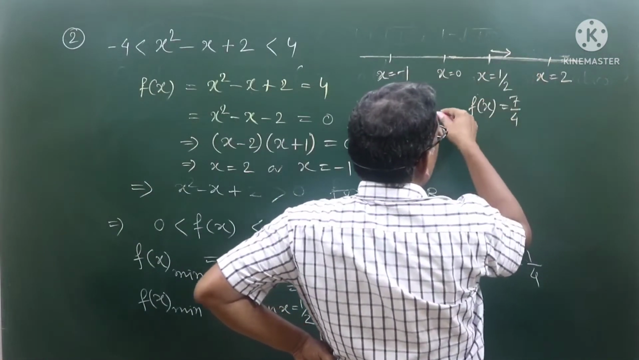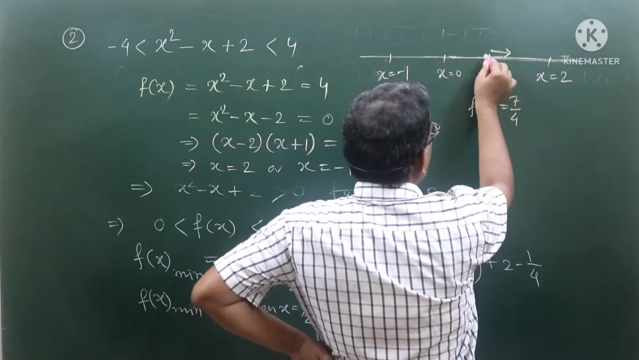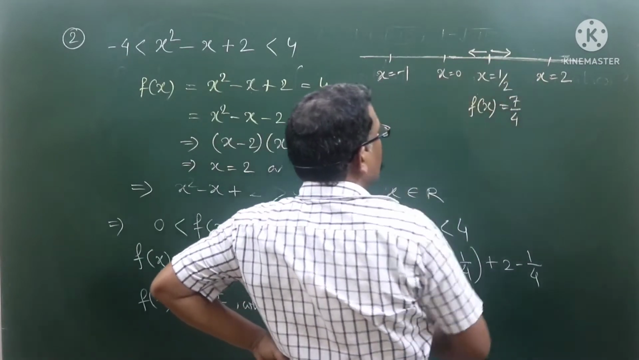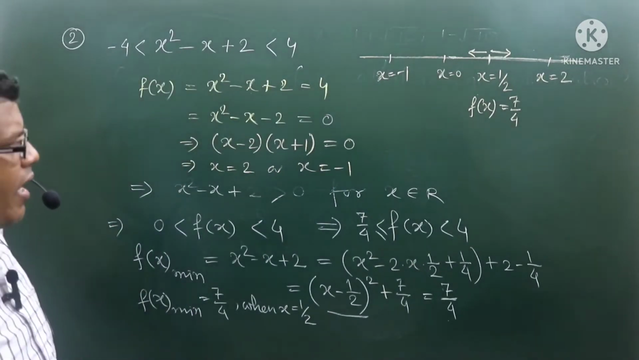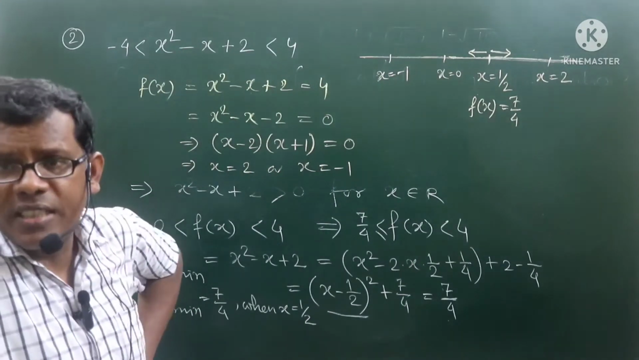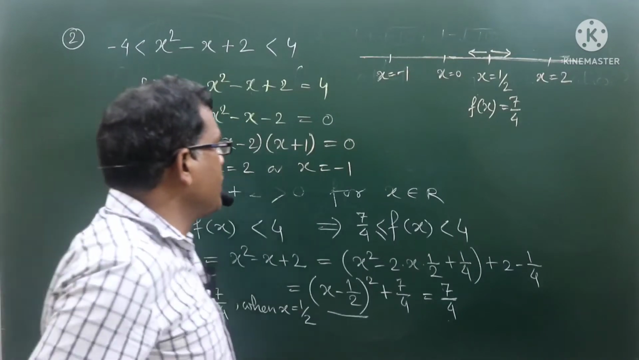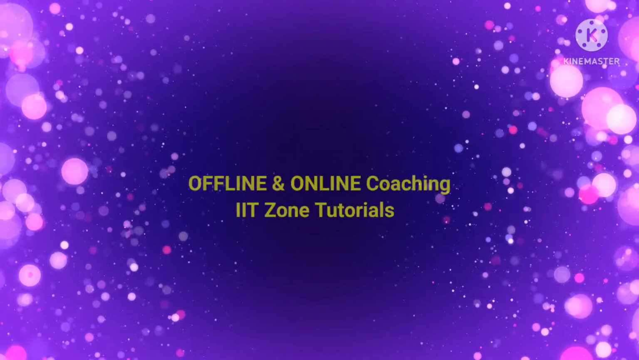Start putting the value of x increasing more than half, or start putting the value of x less than half, and see how the f of x value starts changing. Just substitute two such values.